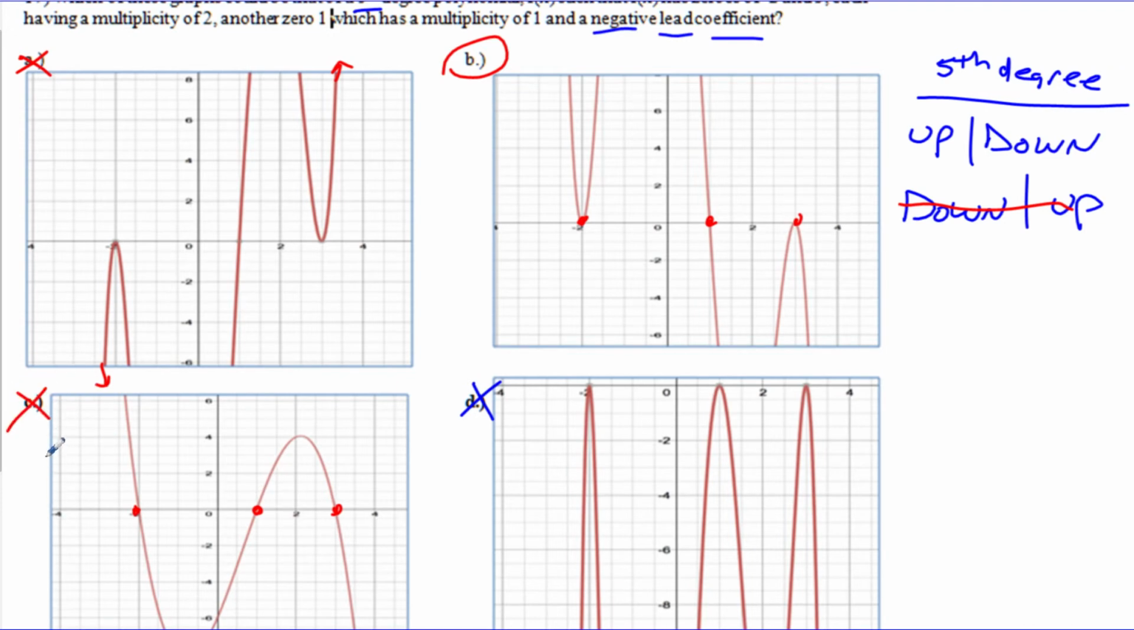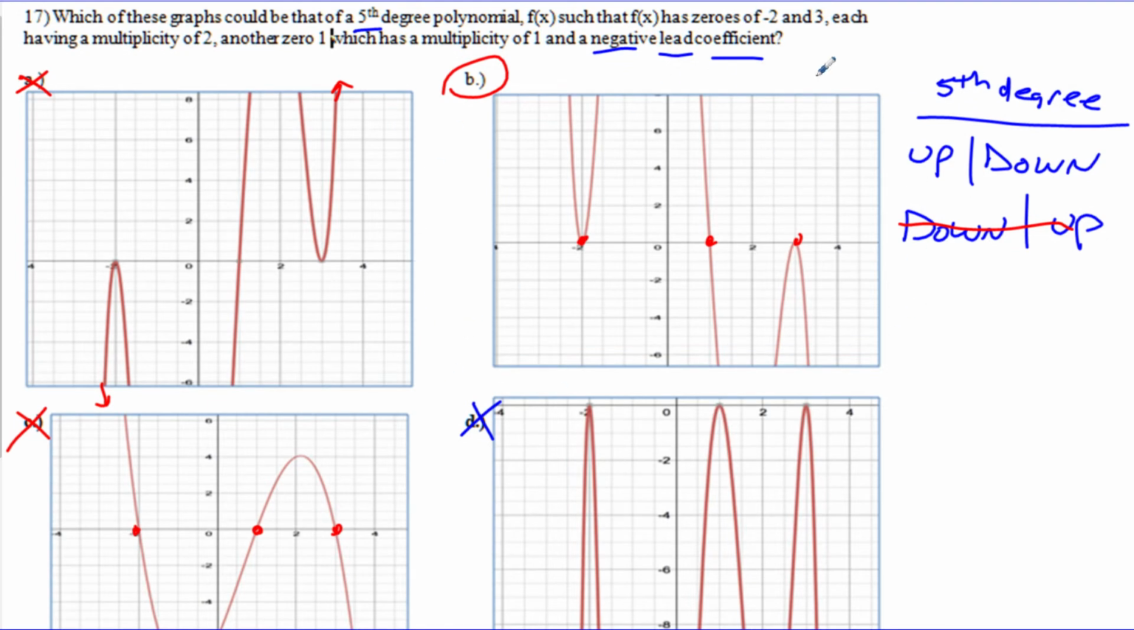It shows all the rest of the stuff. It does show the zeros. It shows the correct end behavior, but it's not showing the multiplicity. So it looks like choice B is our best option. This is the one that uses the complete description that's given to us for problem 17.